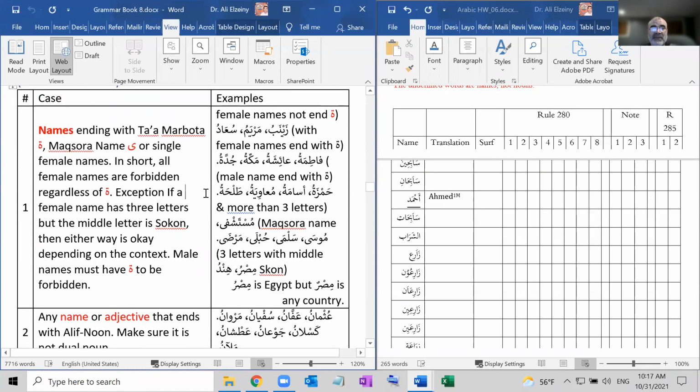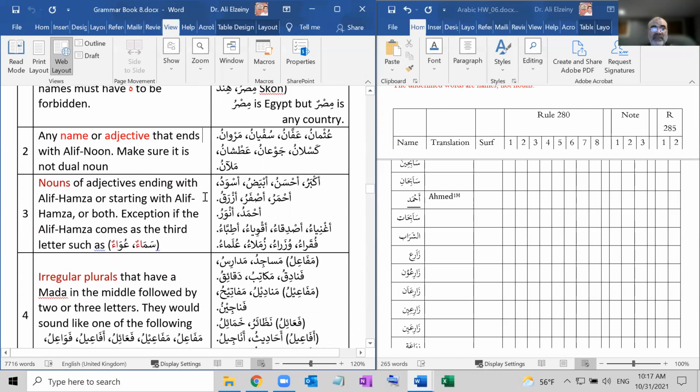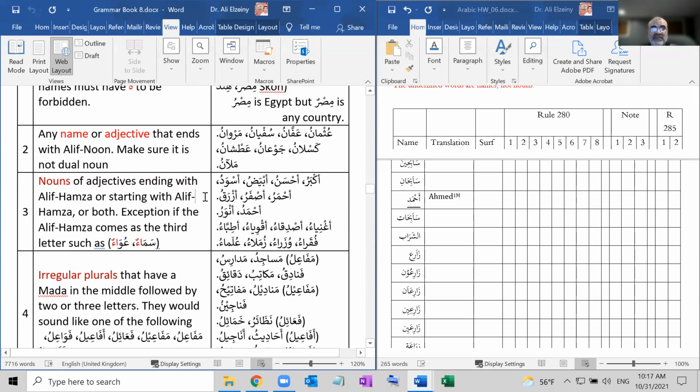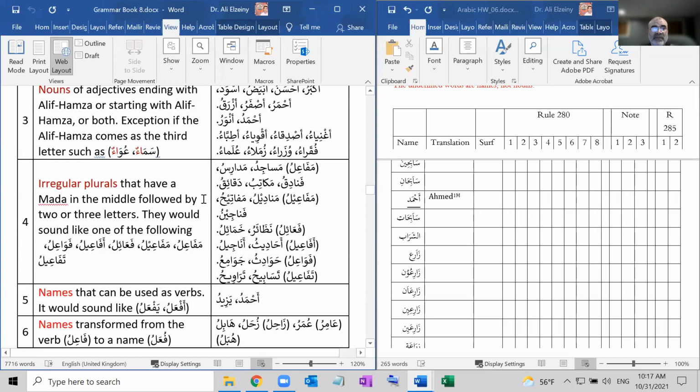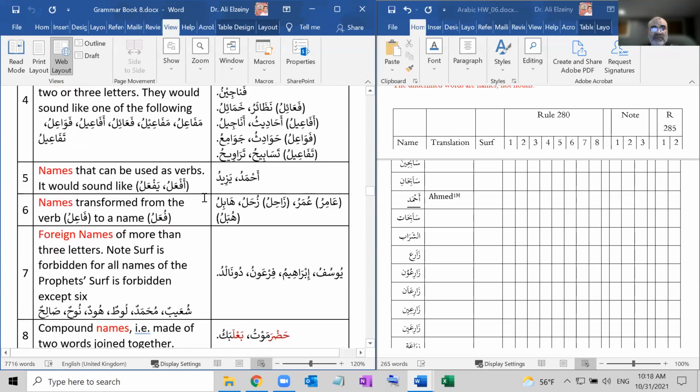Okay. It's not a female name and doesn't end with ta marbuta. So case 1 is ruled out. It doesn't end with alif noon. So 2 is ruled out. It doesn't start or end with alif hamza. So rule 3 is ruled out. It's not a regular plural. So rule 4 is ruled out. It cannot be used as a verb. Is that right? Yes, it can be used as a verb.